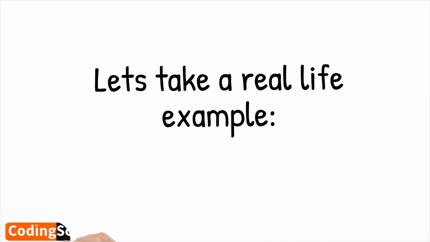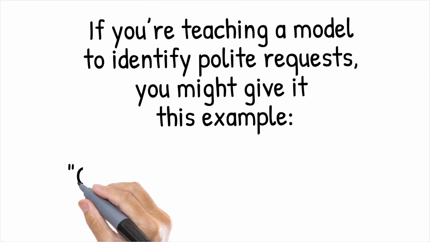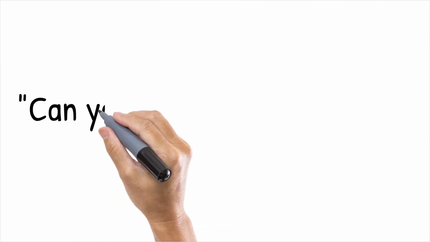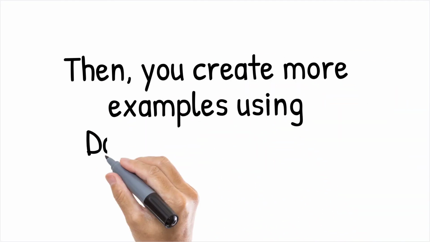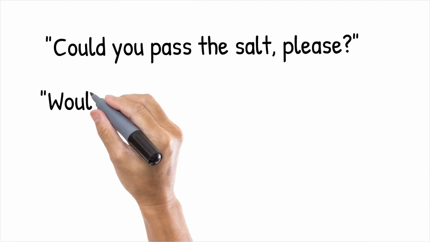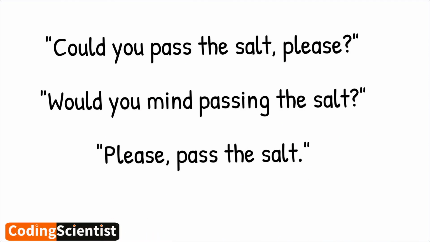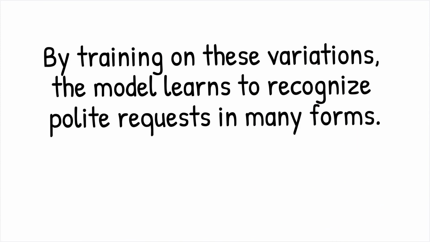Let's take a real-life example. If you're teaching a model to identify polite requests, you might give it this example: "Can you please pass the salt?" Then, you create more examples using data augmentation. "Could you pass the salt, please? Would you mind passing the salt? Please, pass the salt." By training on these variations, the model learns to recognize polite requests in many forms.